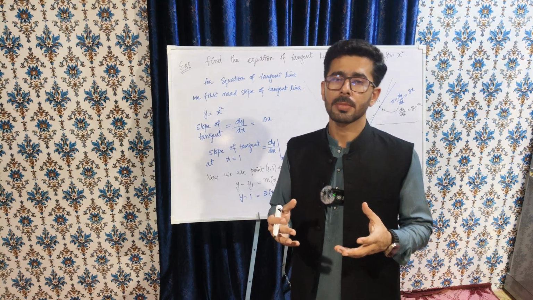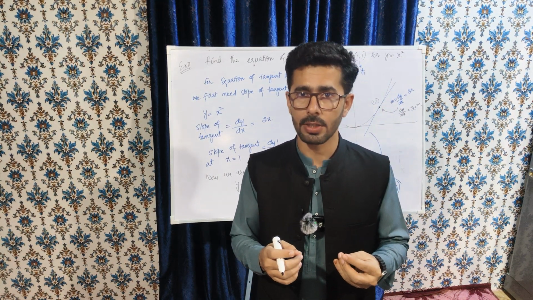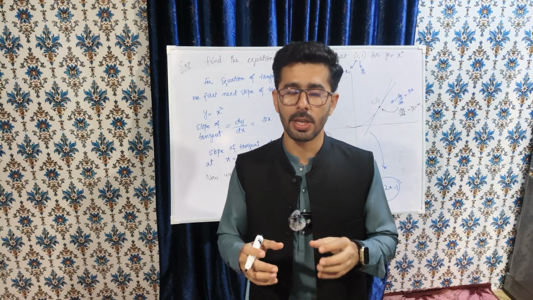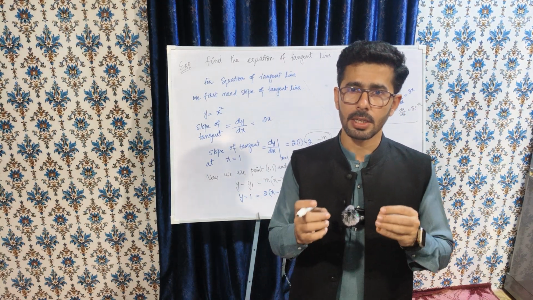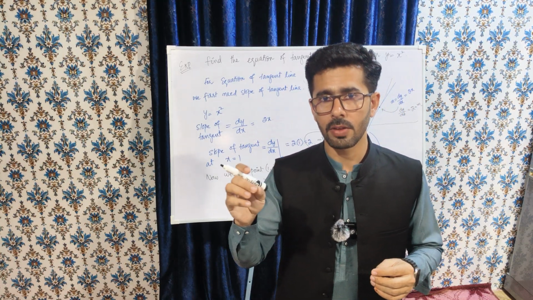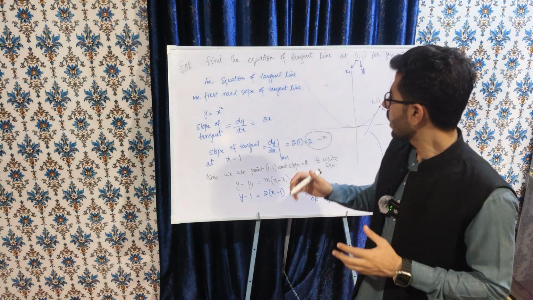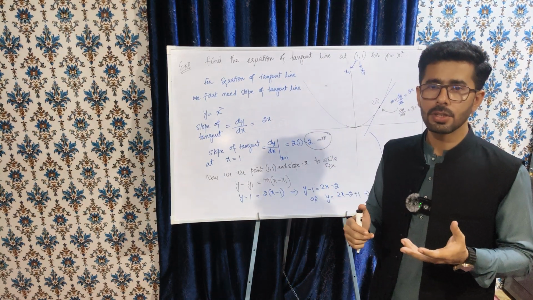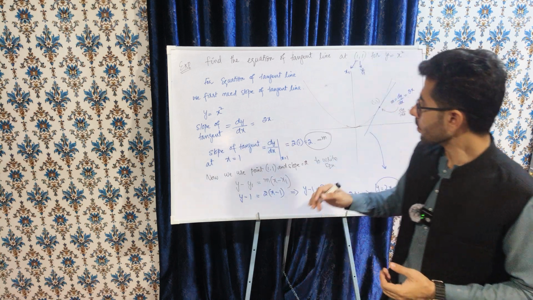In some of the problems, they asked us to find the equation of the tangent line, not just the slope of the tangent line. So we know derivative gives us the slope of the tangent line. It helps us understand the behavior of the graph. But if we get the equation of the tangent line, it helps us make future predictions about how the process would move further.